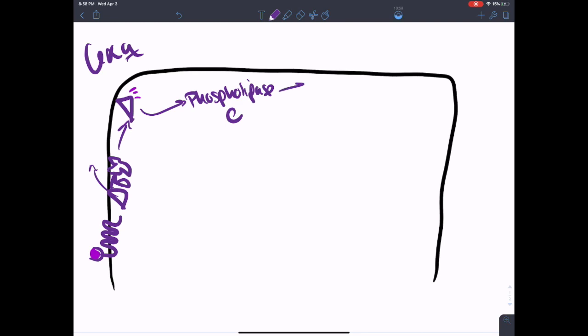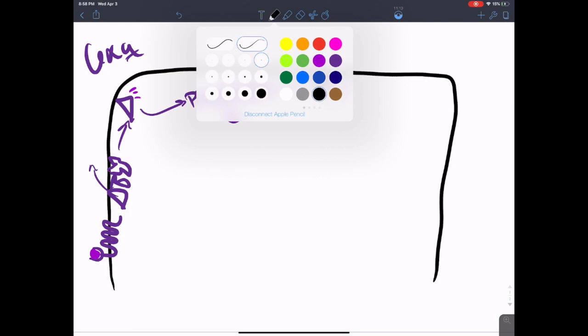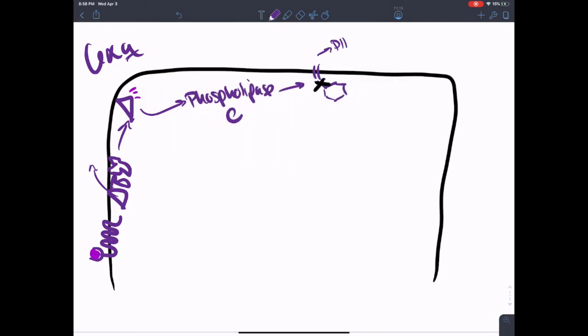Phospholipase C is a lipase, so it's going to cut something. It's going to cleave this bond right here. I'll draw that in a different color. So it's going to cleave this bond right here that exists within this molecule known as PIP2. By cleaving this bond, you get two different resulting molecules. You get IP3, which is inositol triphosphate, and you get diacylglycerol, also known as DAG. So cleaving PIP2 results in DAG and IP3 being produced.